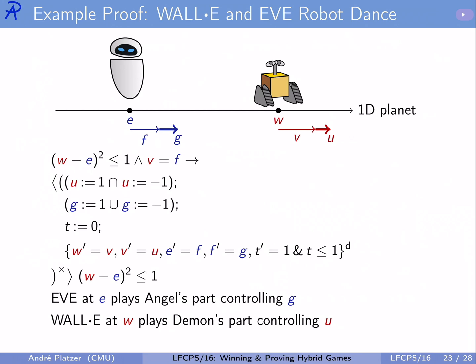The Wally and Eve robot dance, remember that's also provable, although I think I'll refer you to the textbook for the proof, preferably after you've done the proof yourself, because it will help you learn how to do this. The robot dance safety property, that the two of the robots always stay close enough together, because Angel does have a winning strategy to make sure that she stays close to Demon.